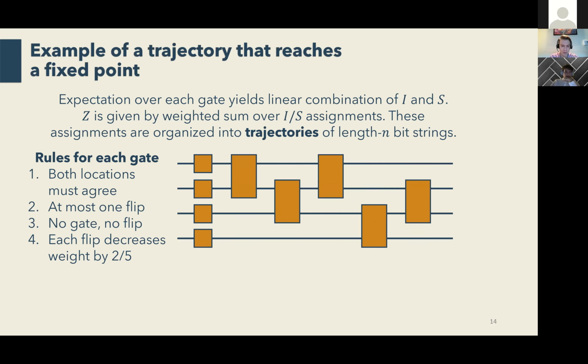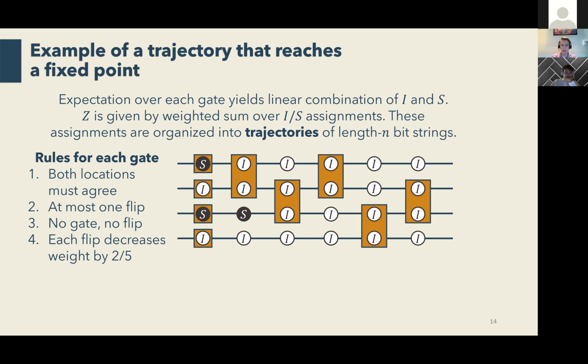Okay, here's another example. We start with a certain configuration, SI, SI. We make a flip in the first step. We make another flip in the second step. And now we're at the identity, identity, identity, identity configuration. We call this a fixed point because once we're in the all identity or the all swap configuration, no matter what gates we do hereafter, we won't make any flips at all.